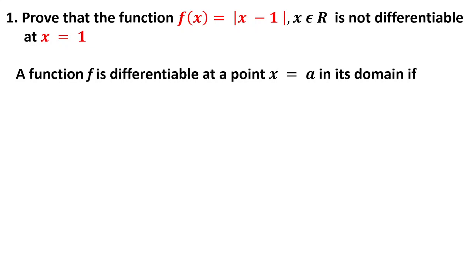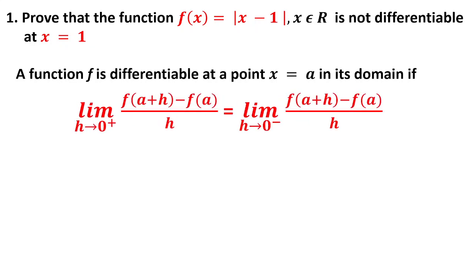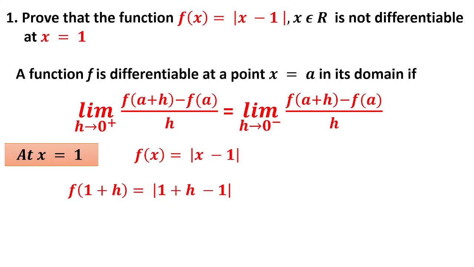Prove that the function is not differentiable at x is equal to 1. You have to prove that left limit is not equal to the right limit. We know that a function is differentiable when left limit is equal to right limit of h goes to 0 plus of f of a plus h minus f of a upon h. At x is equal to 1, let us find what f of x is. It is mod x minus 1. f of 1 plus h is mod of 1 plus h minus 1. I told you how to get that f of a plus h.